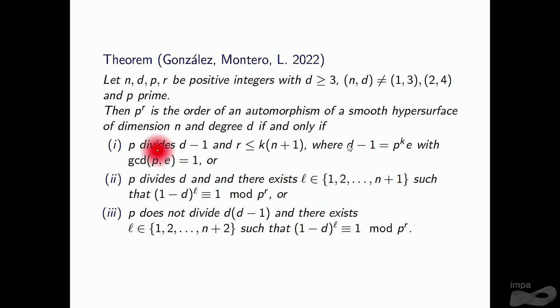If p divides d minus 1, this numerical condition has to happen. If p divides d, then this numerical condition has to happen. And if p does not divide either one, it's the same numerical condition as before.